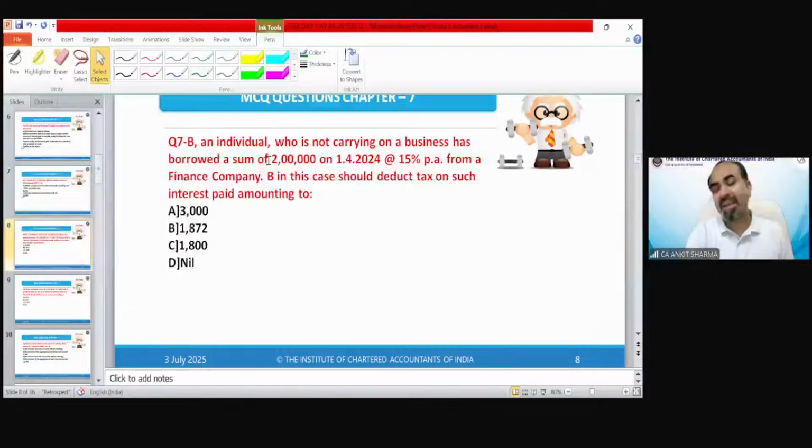Because B has taken a loan from a finance company, when he pays the interest, the finance company or bank would be the payee. And if they are the payee, there would not be any TDS liability as we have discussed earlier. If the government, bank, LIC, post office, government department, etc. are being paid, then there is no requirement of TDS in any case.